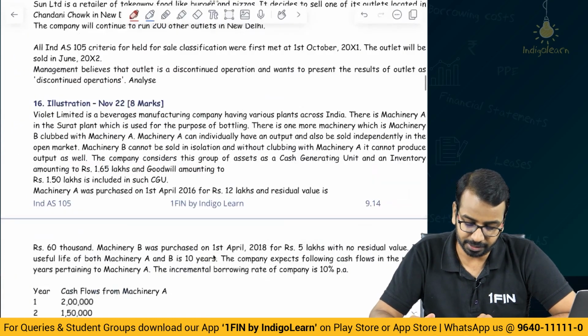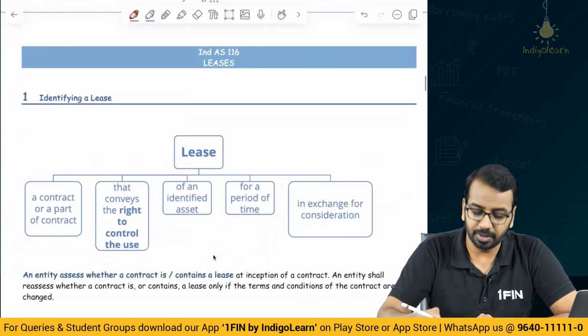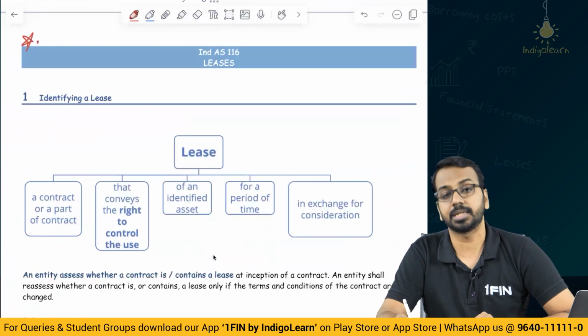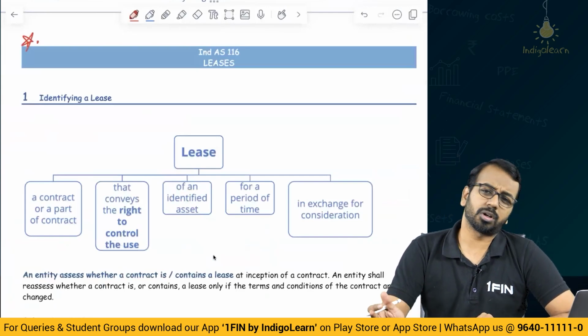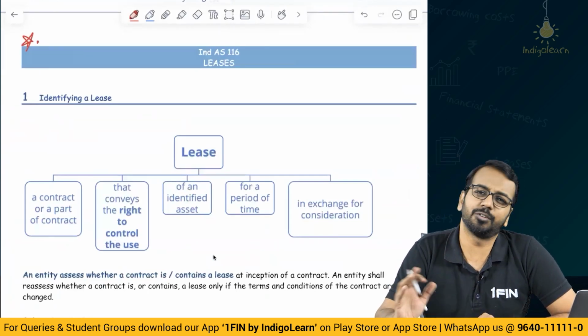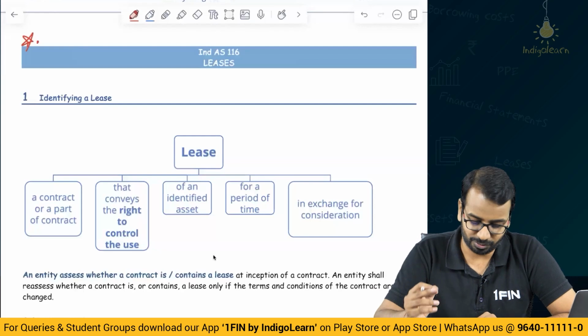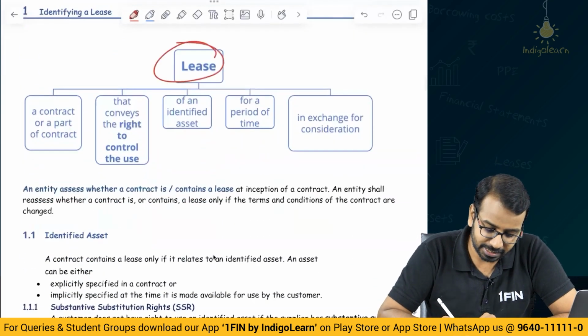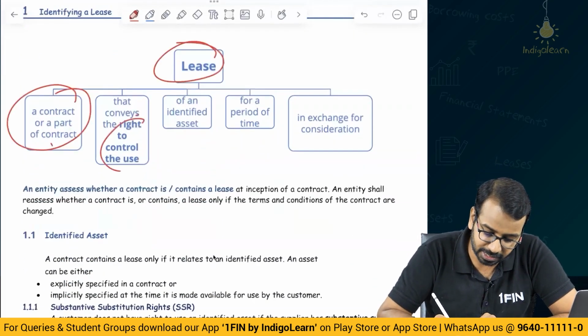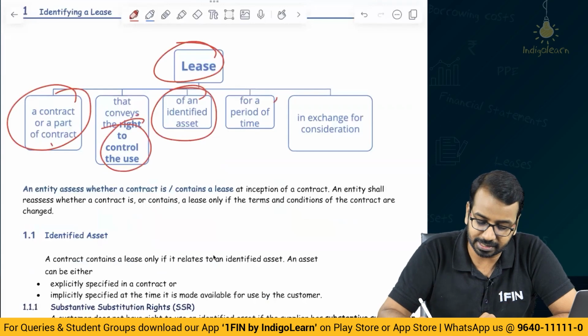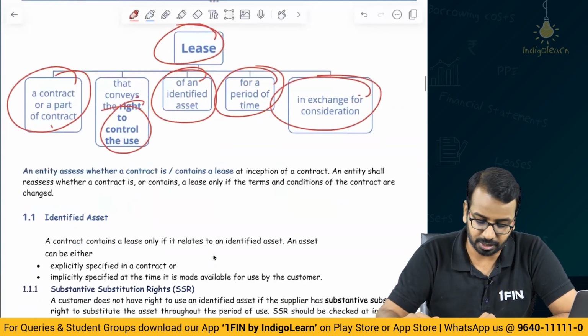Now moving on to the next standard, a very important standard, IndAS 116 on leases. Out of every 5 attempts, in 3 to 4 attempts we get a question from leases. Okay, so that is there. Now what is a lease? A lease is a contract or a part of a contract that conveys the right to control the use of an identified asset for a period of time in exchange for consideration.